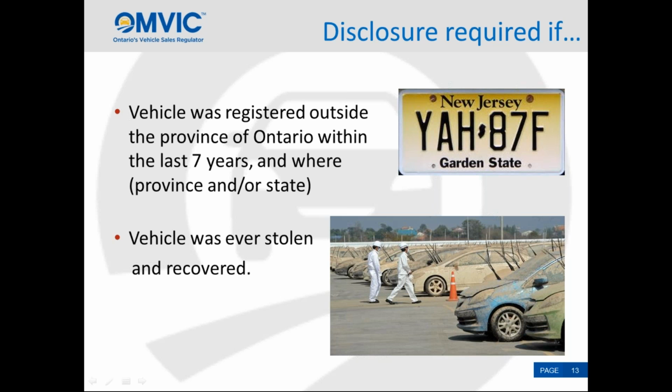Similar, again, to retail contracts, if the vehicle was registered outside of the province of Ontario in the last 7 years, you need to disclose where it was registered in a clear, comprehensible, and prominent fashion. So, for example, if it comes from Quebec and was registered in Quebec in the last 7 years, QC won't suffice. You want to spell out Quebec for the sake of your audience and for the sake of clarity. And if the vehicle was ever stolen and recovered, that too must be disclosed in writing on the contract.